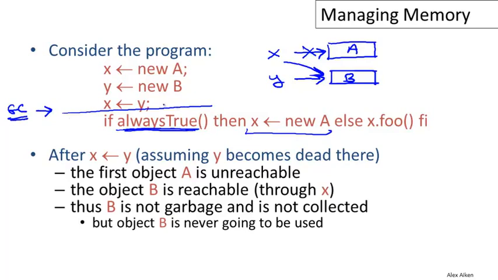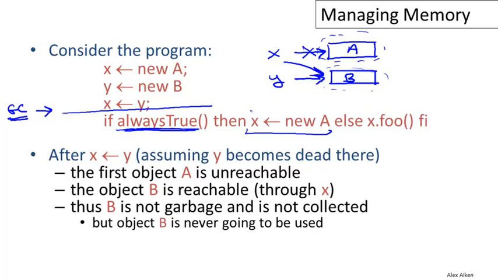And what can it collect? Well, just like before, because the example up to this point is essentially the same, we can see that this object is unreachable. Okay, so the first A object becomes unreachable at that point, and it can be collected. Now, what about the second object? Well, it is reachable. It's clearly reachable. It's reachable through X, okay, at that point, and it's also reachable as it happens through Y. And so it's not garbage and it's not going to be collected.